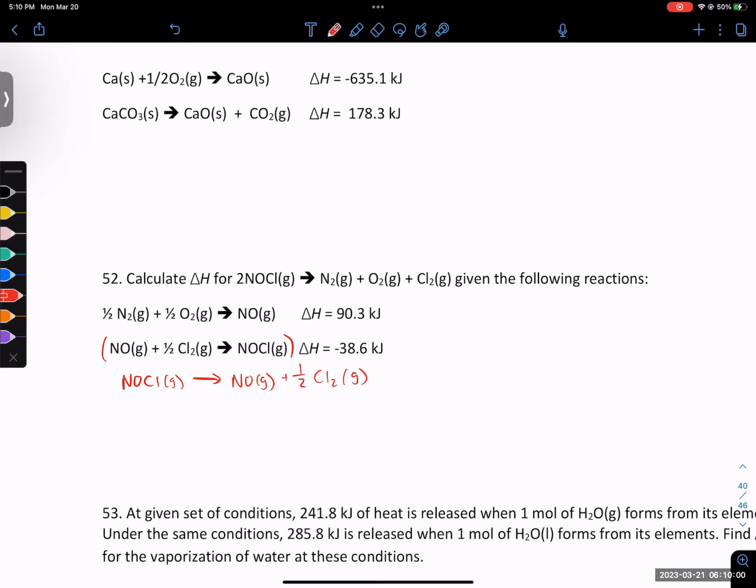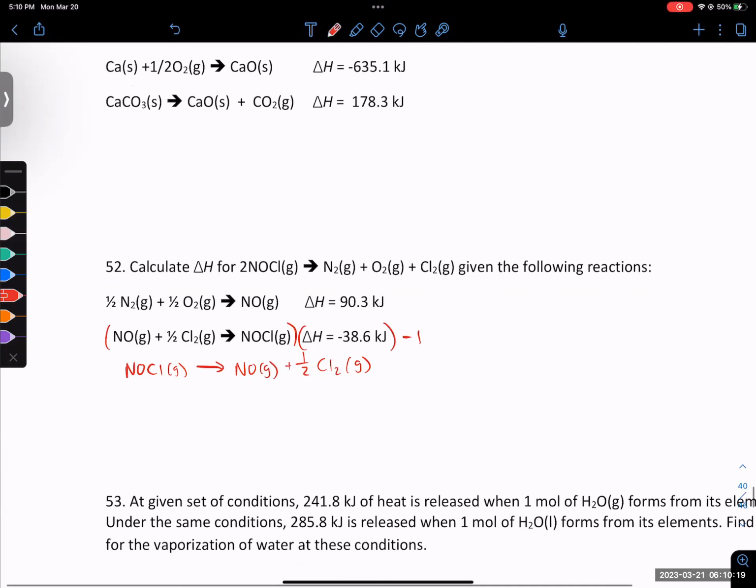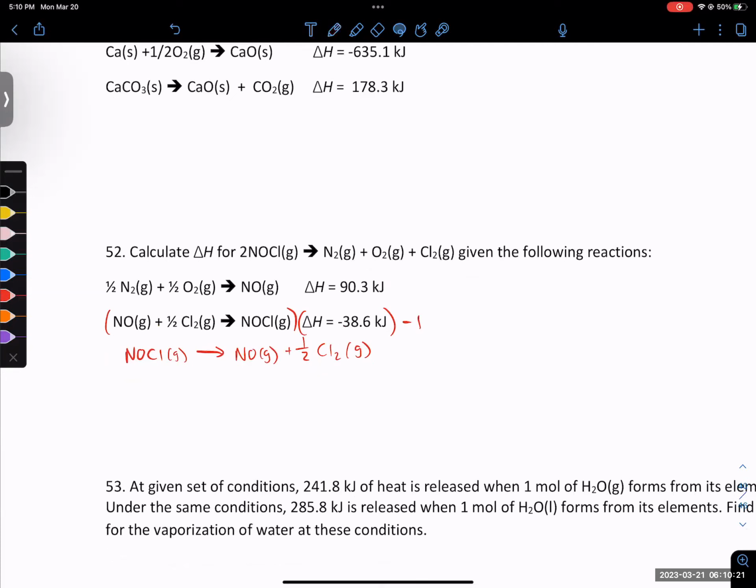All right, and if we flip that reaction, we need to flip this one as well. When we say flip that, we mean change the sign of it. So if it's negative, you change it to a positive. If it was positive to begin with, you would change it to a negative. So in this case, we just multiply it by -1. So pretty much every time you flip a reaction, just multiply it by -1. So that gives us our NOCl on the left side.